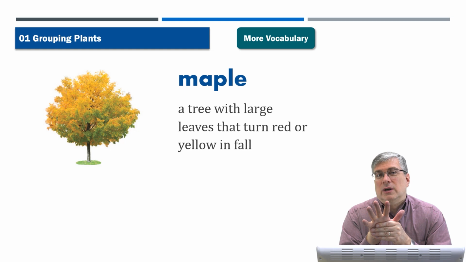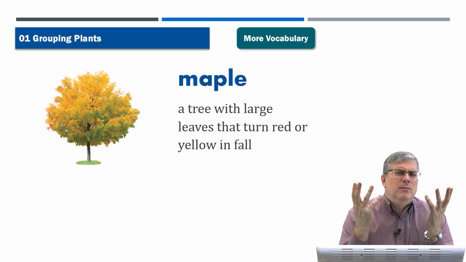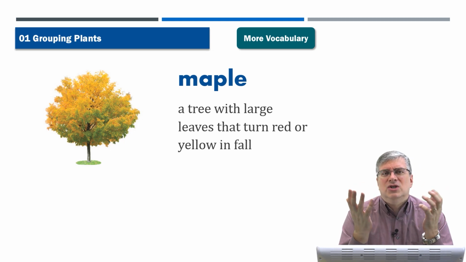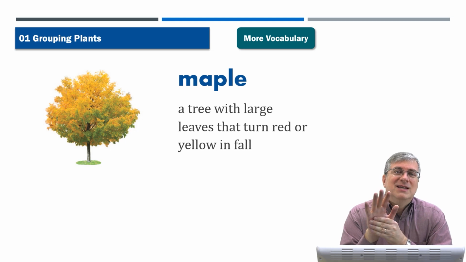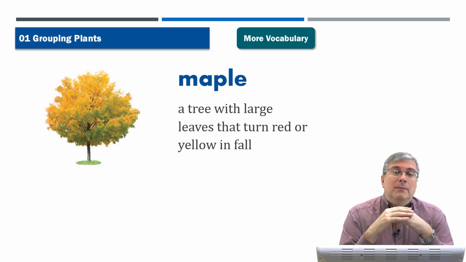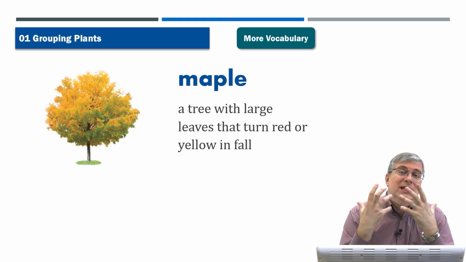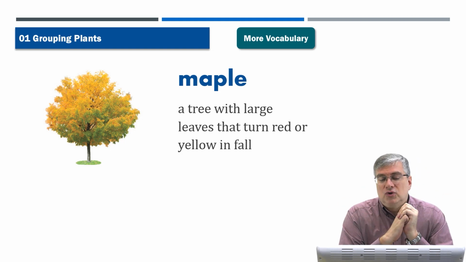They're useless during the winter because there's not a lot of sun. So the tree, you know, if the tree could think, it's thinking, I don't need my leaves in the winter. It's just wasted energy. So the leaves will die. And as they die, they turn red or yellow, very beautiful in the fall, but then they fall off the branches, and in the spring, new leaves will grow. So a maple tree is a tree with large leaves that turn red or yellow in fall.